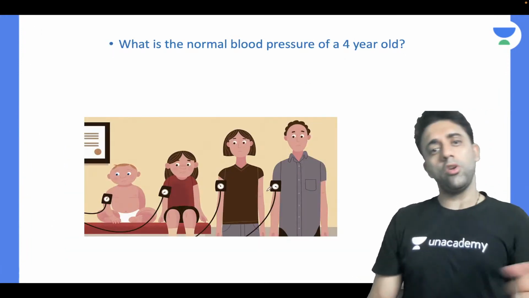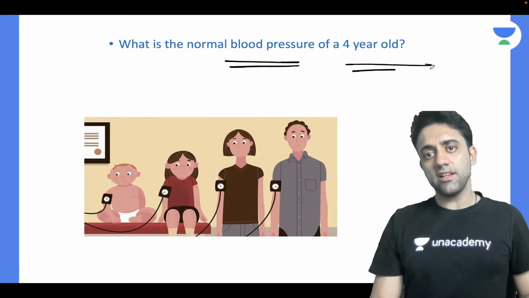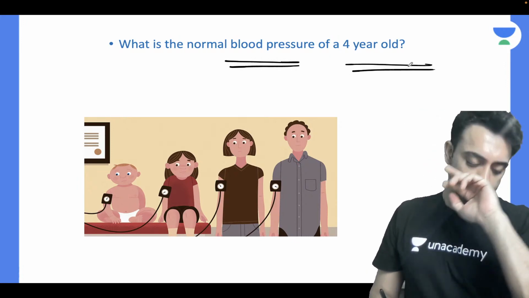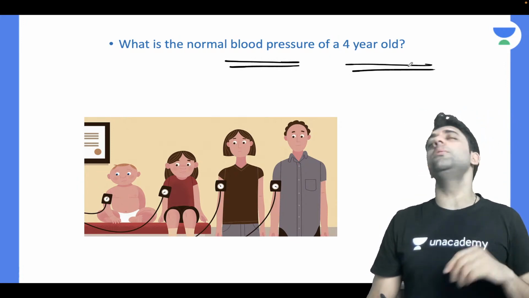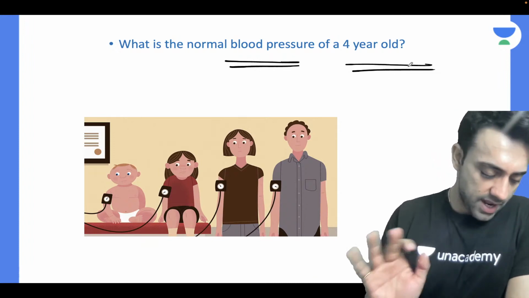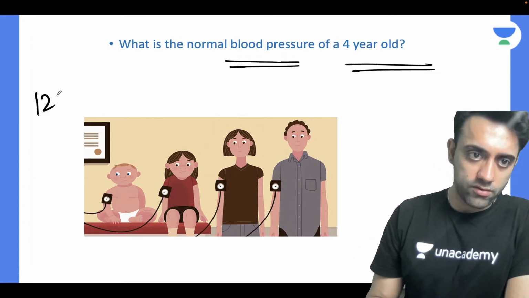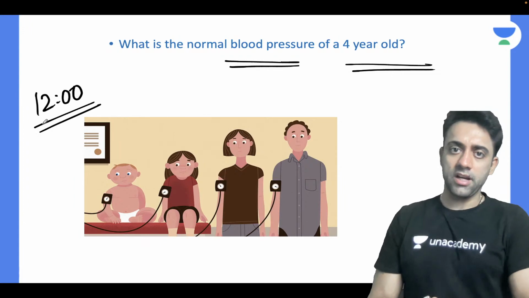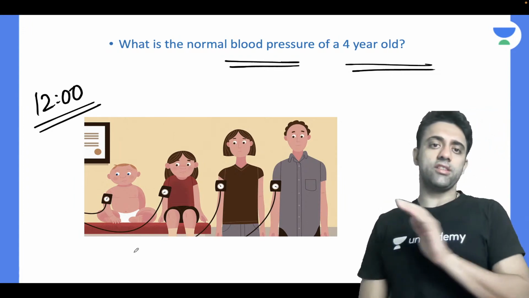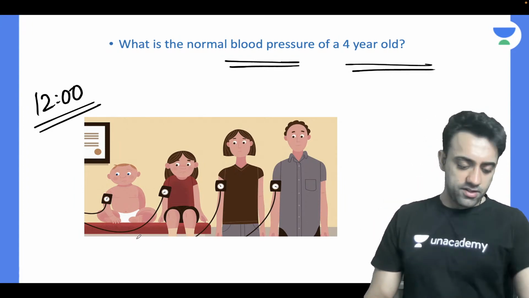परफेक्ट, very good. What's the normal blood pressure of a 4-year-old? एक 4 साल के बच्चे का बीपी कितना होता है, जल्दी बताओ. That finishes this class. This is the last question. Then the next session will be at 12 o'clock. 12 बजे अगला session है हमारा, with some 100 images of the rapid revisions of pediatrics.